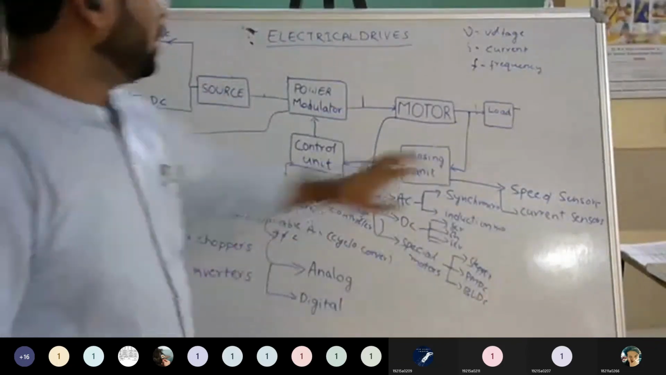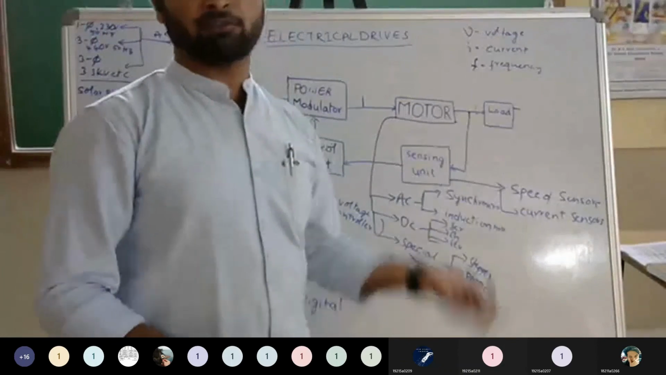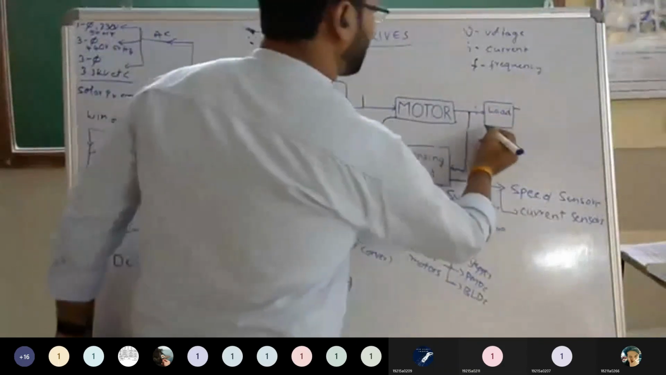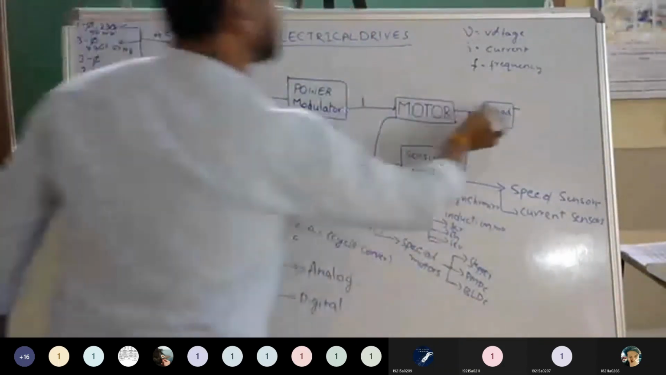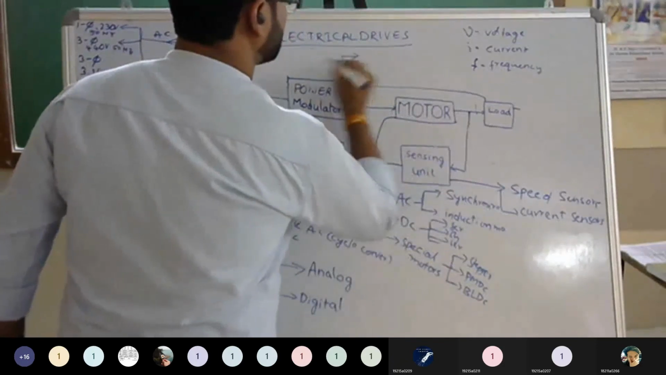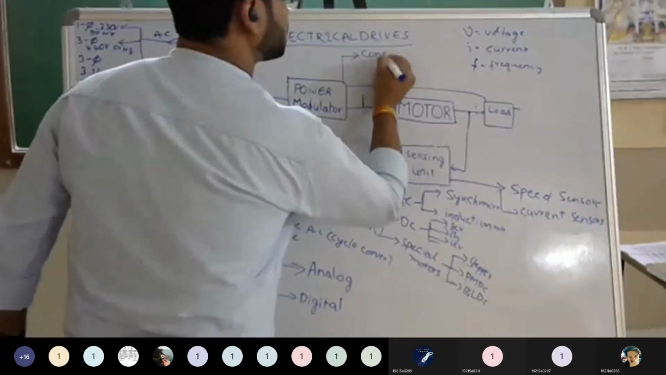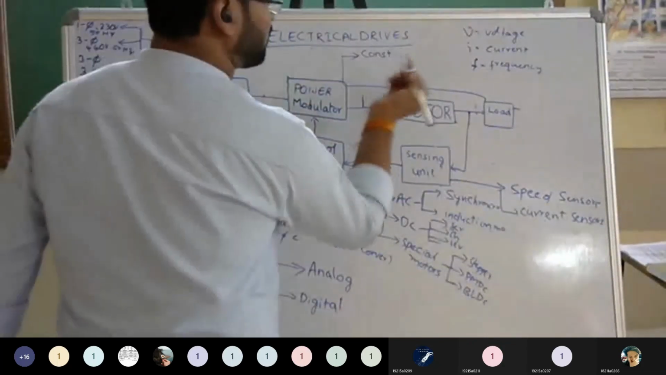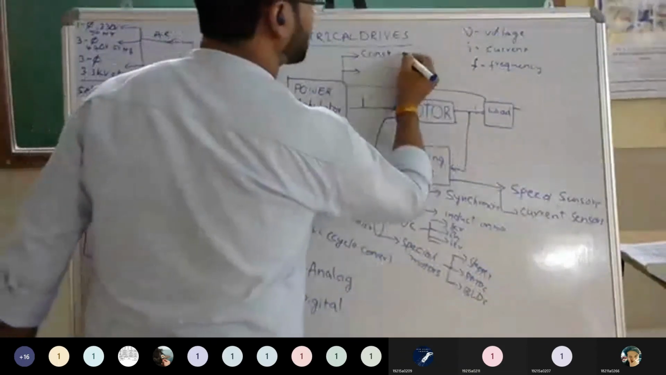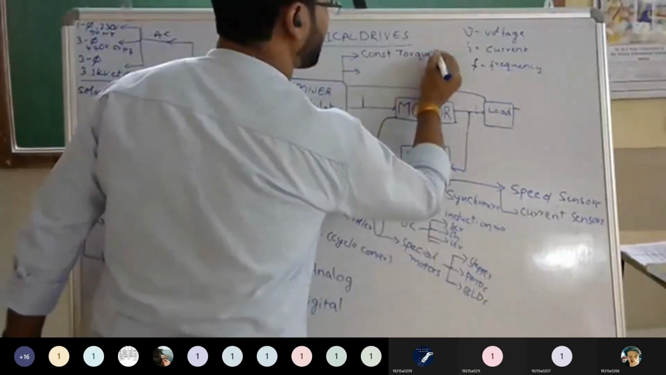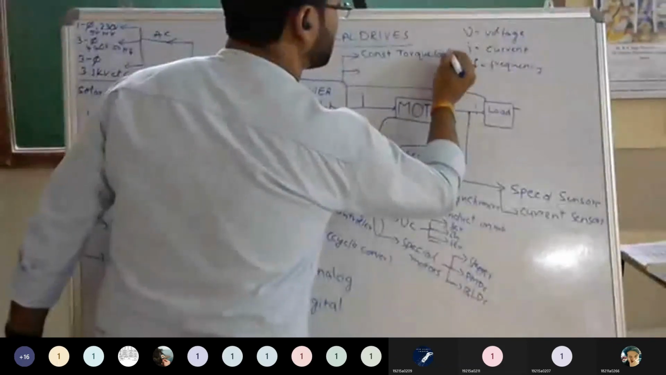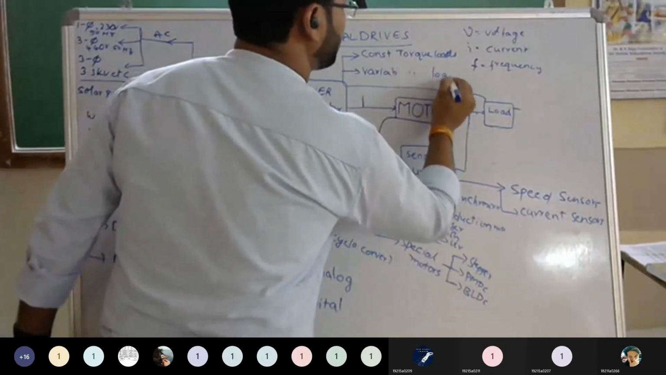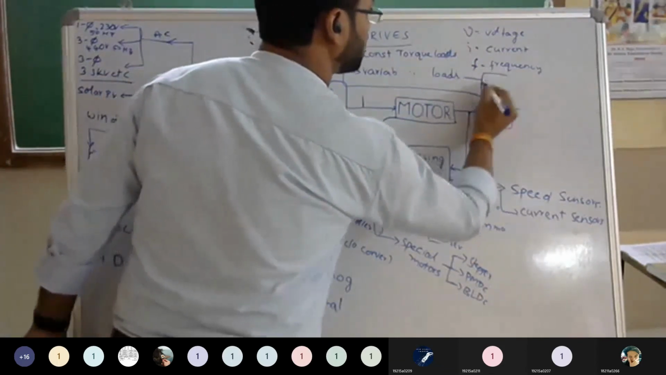So what is left? Load. That is the main important thing in our drives. So what types of loads are available? There are two types of loads. One is constant torque load. Load has two main characteristics, speed and torque. And the other is variable torque loads. In variable torque loads, again we have three types.